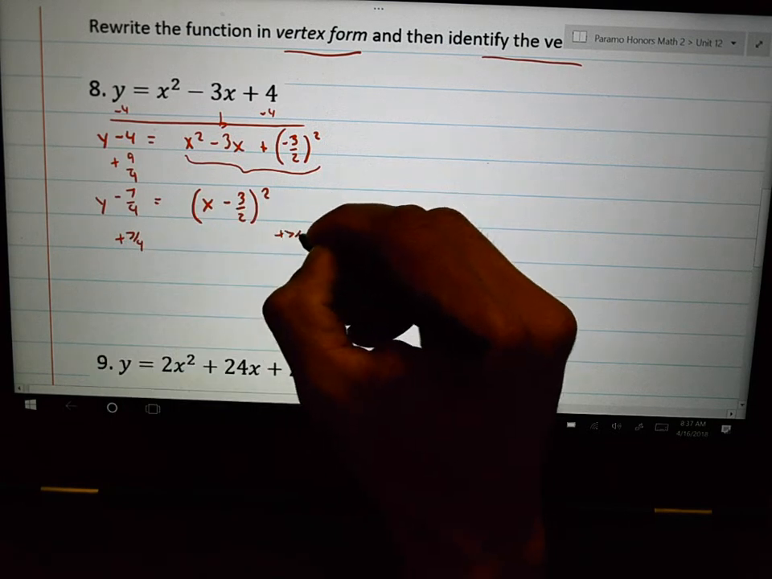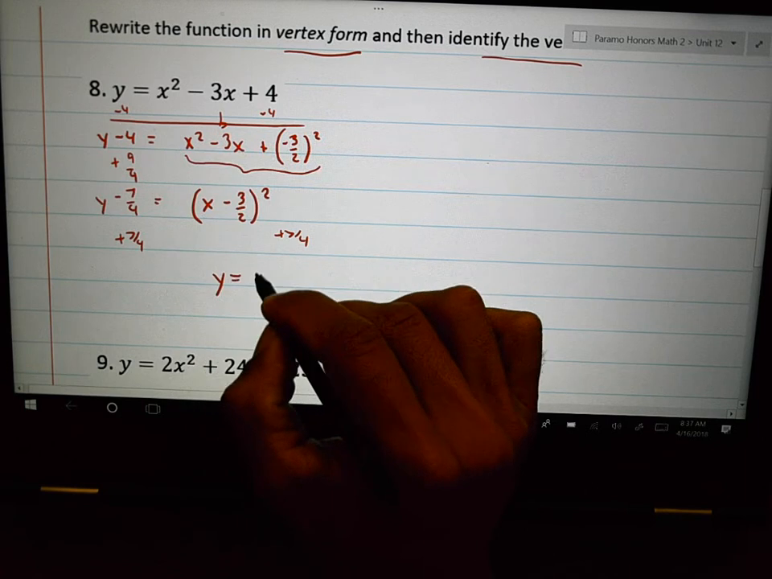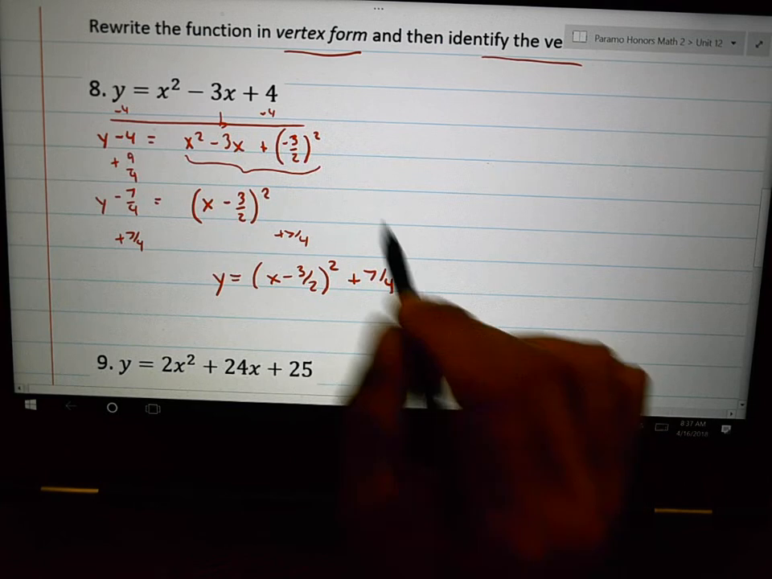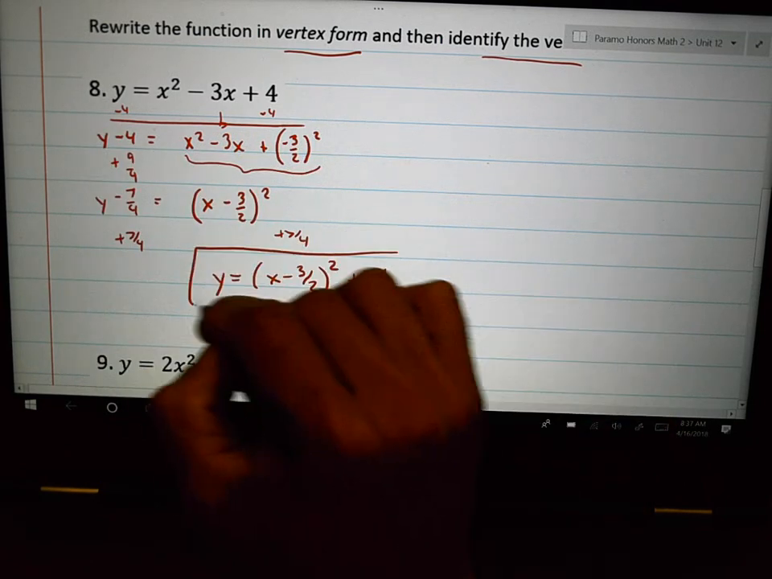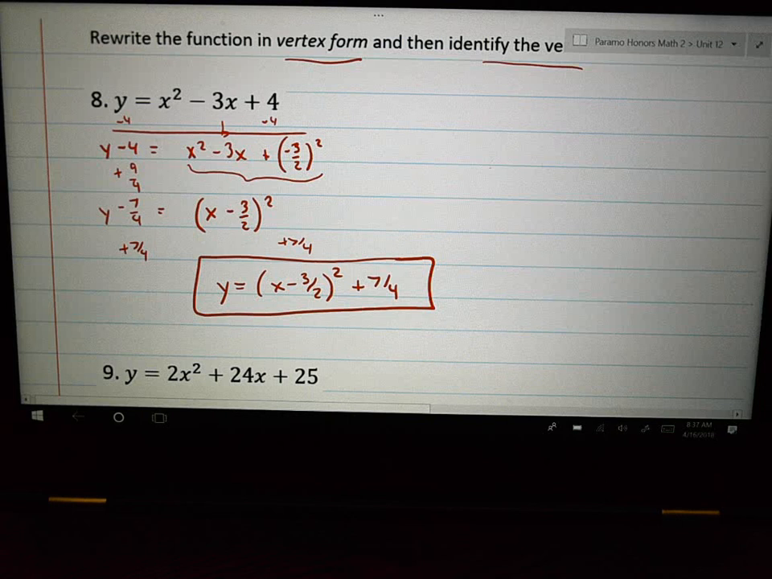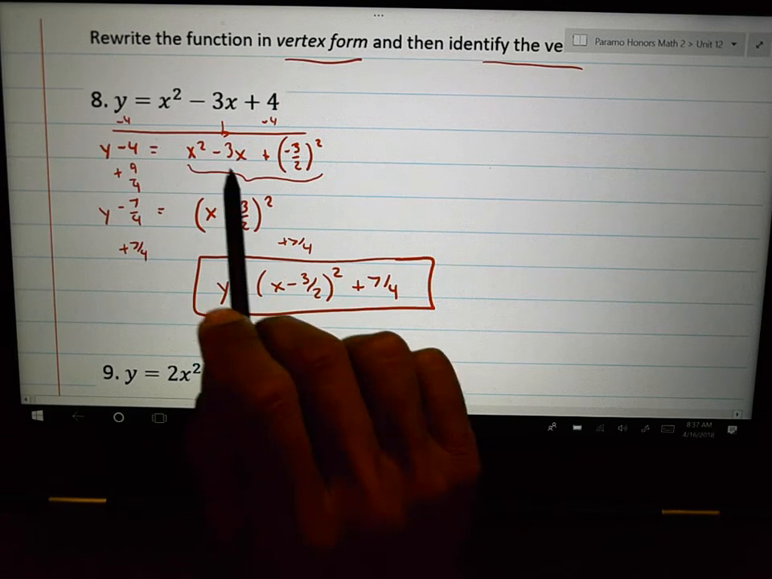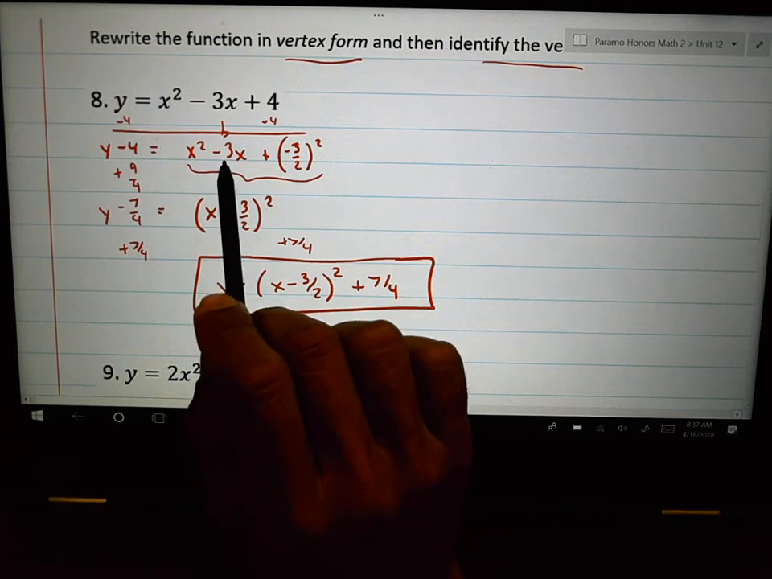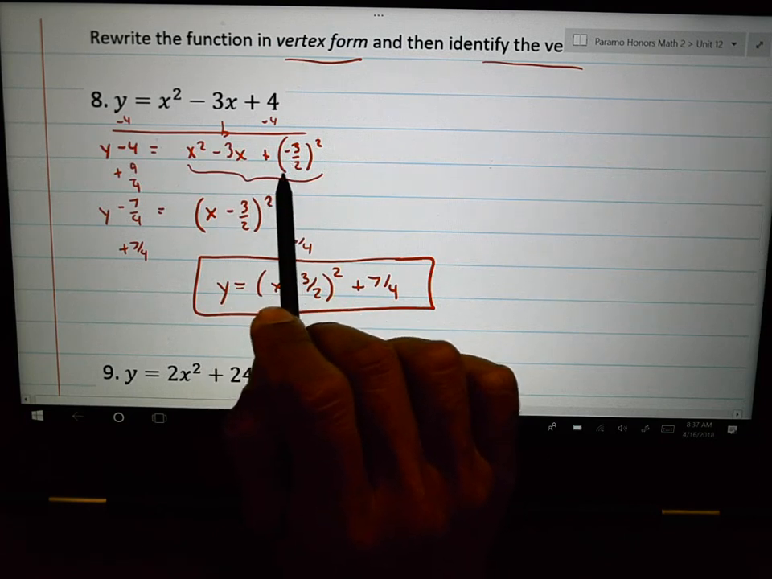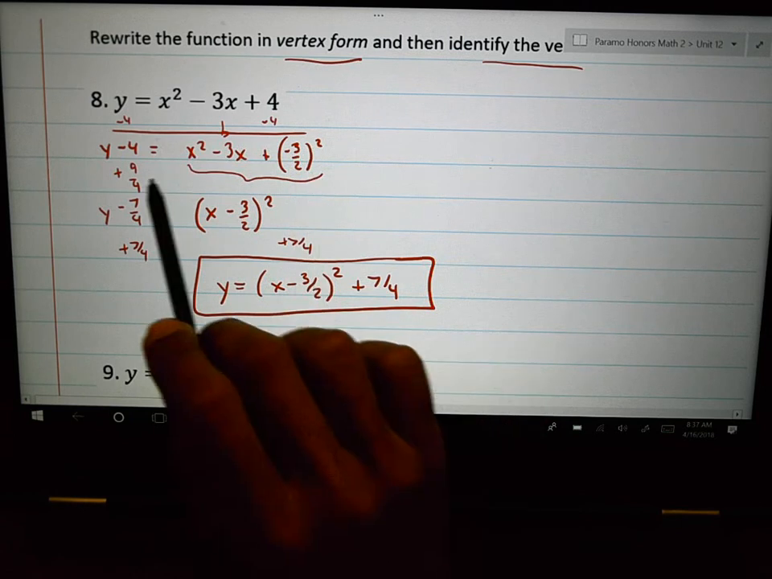I'm going to add 7/4, and I'm just going to go right to where my answer is, part 1 of my answer. Rewrite the function in vertex form. There you go. We have now answered part 1 of the question. The only reason I chose it was because this was an odd number. When it's an odd number, you have to divide by 2. Sometimes it doesn't go in evenly. What do you do? You just leave it as a fraction. It makes your life easier.